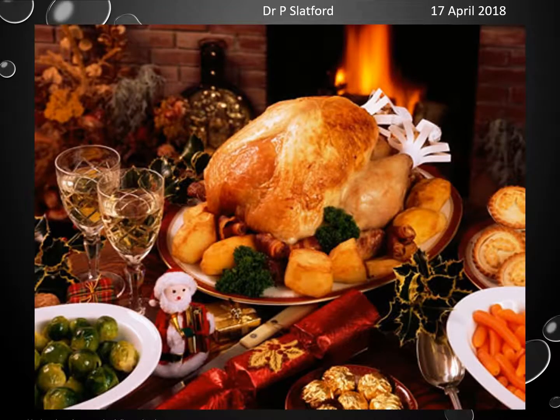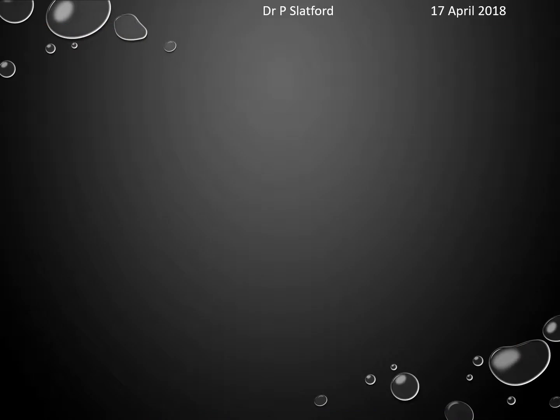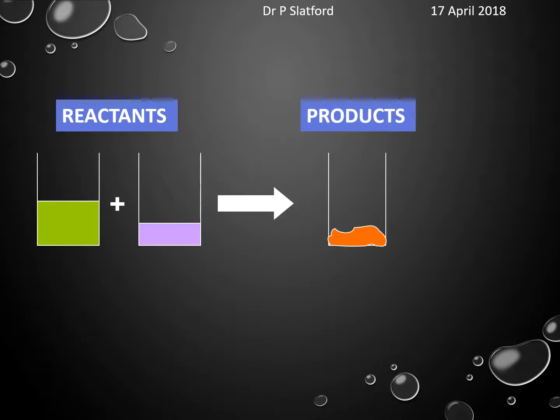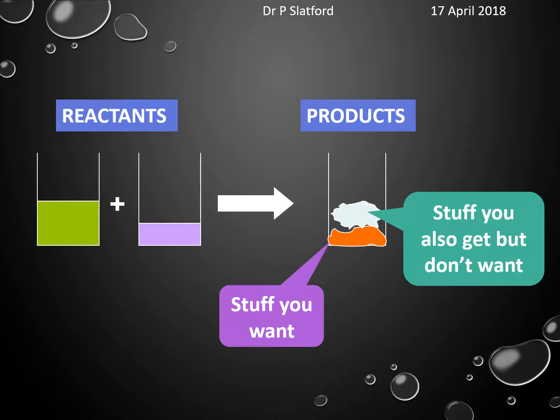Christmas dinner is wonderful. However, in my family, not everybody enjoys the Brussels sprouts. Personally, I like them. My family don't want them even on their plate. And chemical reactions are kind of the same. If I take two flasks, mix them together, do a chemical reaction, I'm going to make stuff that I want. Brilliant! However, quite often I also get stuff that I don't want.